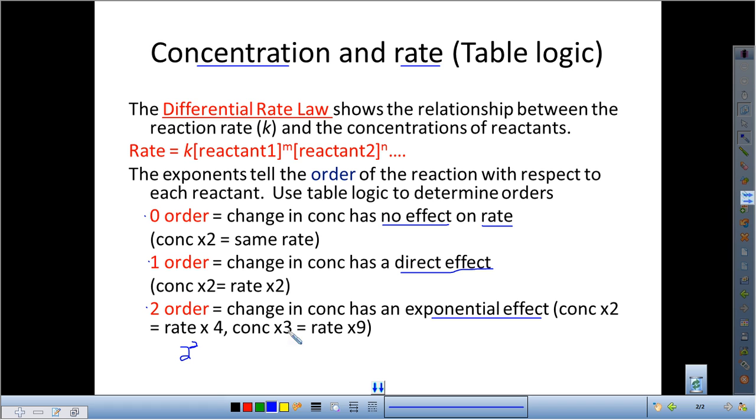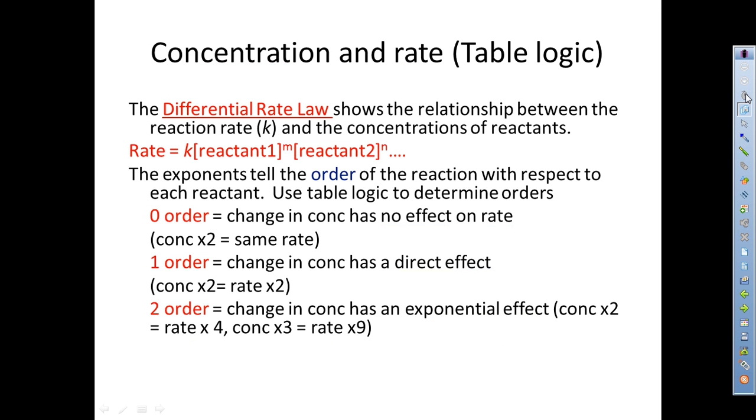Or if we triple the concentration, then the rate goes up by 9, which is 3 squared. Okay? If we quadruple it, then the rate would go up by 16, 4 squared, and on and on. All right? So the first thing that you have to learn is how to identify the orders of the reactants given data and given rate information.